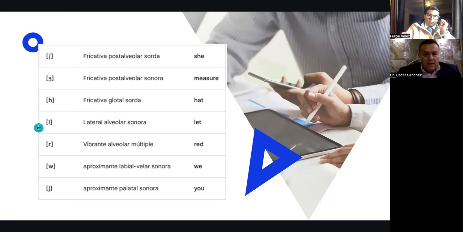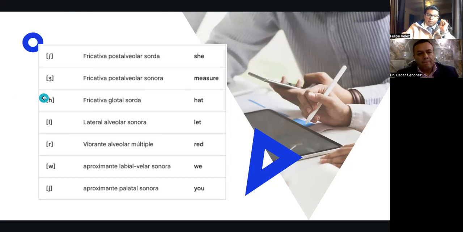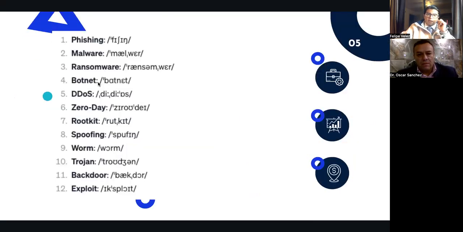Exactly. It's like that. Very good. So malware. Always be careful with this. Again, malware. Exactly.